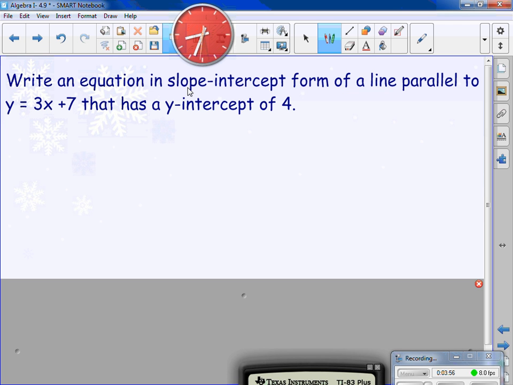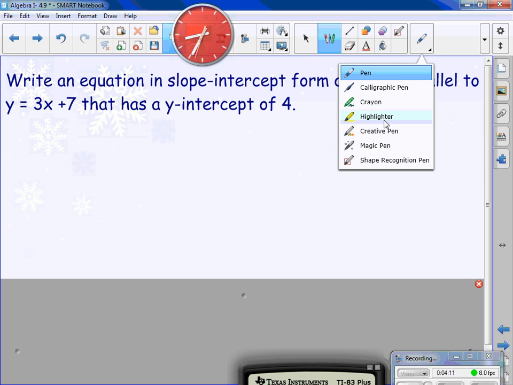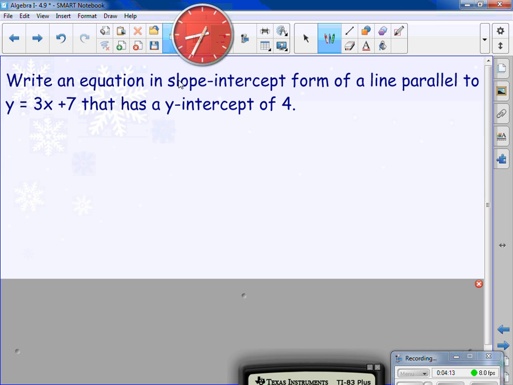Write an equation in slope-intercept form of a line parallel to y equals 3x plus 7 that has a y-intercept of 4. Looking at this problem, there's a few key things I need to look at. We're trying to find the equation in slope-intercept form. It needs to be parallel to this equation. And it has a y-intercept of 4.